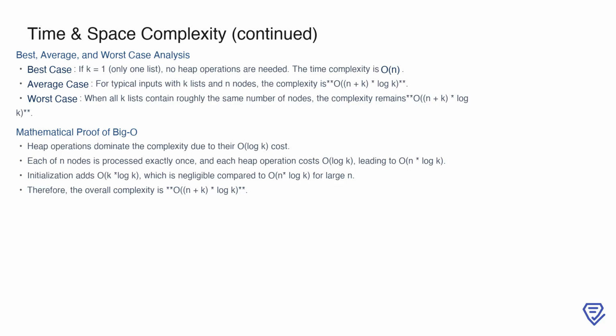Mathematically, we see that each of the n nodes is processed exactly once, and each heap operation costs O(log k), resulting in O(n * log k). The initialization step adds O(k * log k), but for large n, this becomes negligible compared to O(n * log k). Therefore, the overall complexity remains O((n + k) * log k).